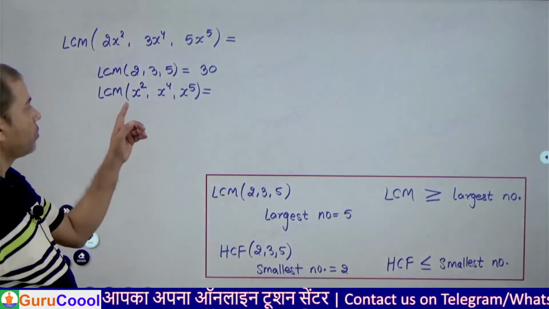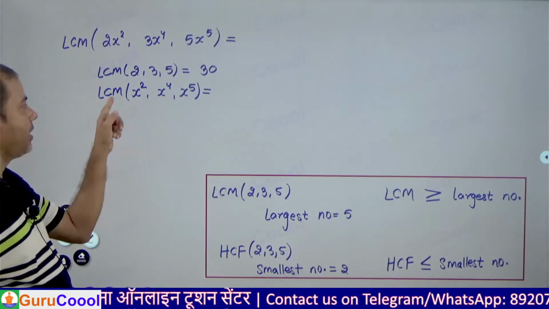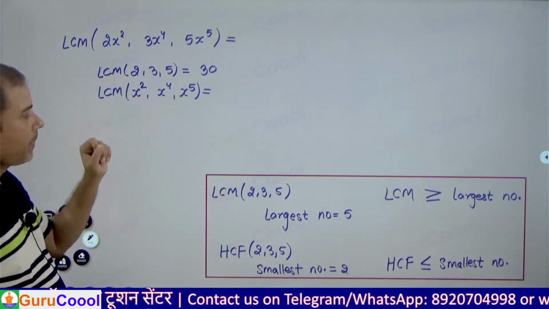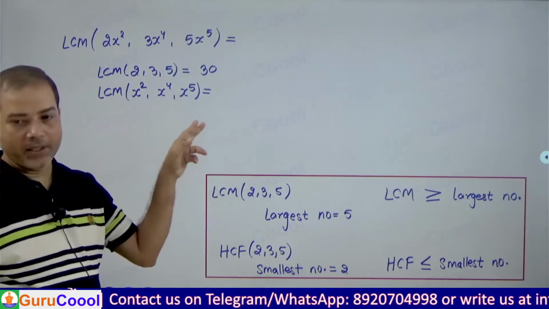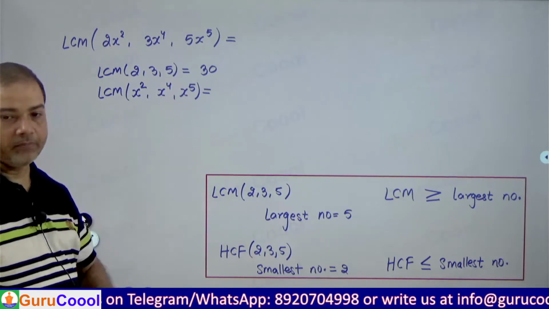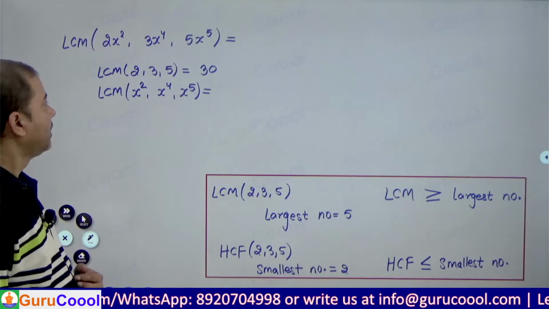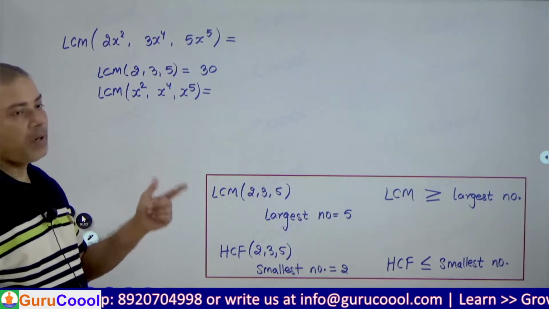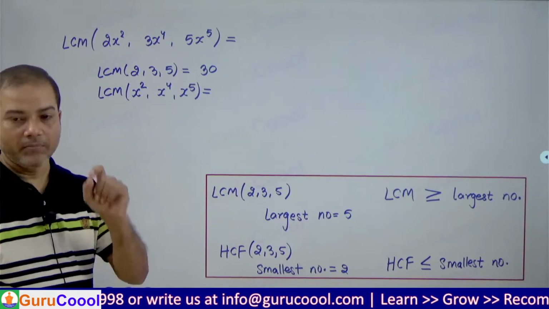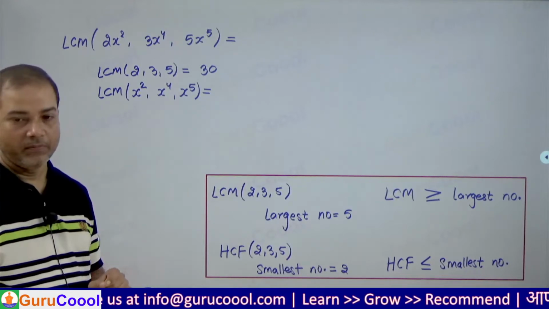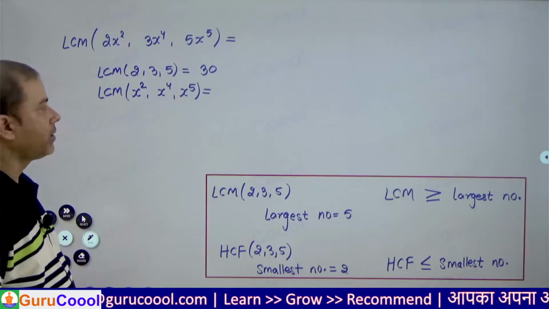Okay, so here we are intended to find LCM of these variables. What is the largest power? X power 5. Largest power. What is being asked? Be focused. Sir, 5 is the largest power.